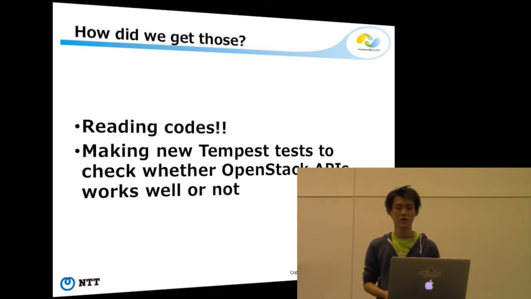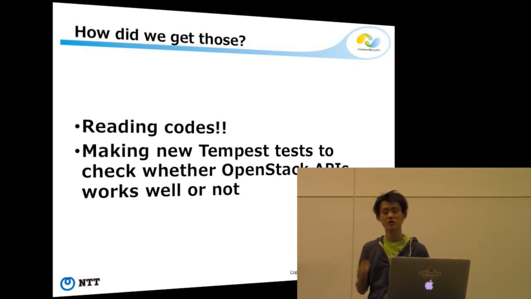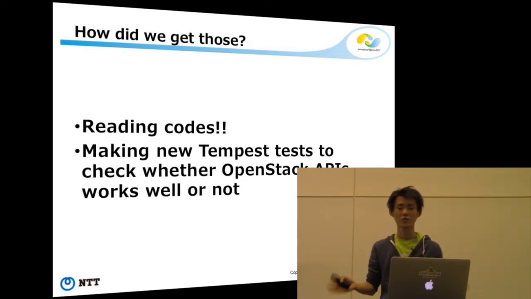But of course, we can't read all the code of the projects because developers are committing every day, and so the code is changing. So next, another method is we made new Tempest tests to check whether the OpenStack API works well or not. The tests brought us original information to share with all OpenStack users, and then we committed this information.